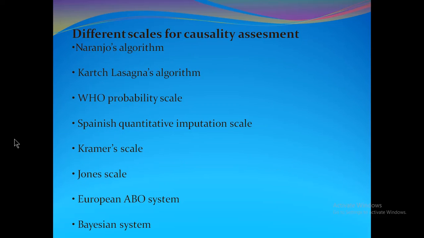Now coming to the next topic, different scales for causality assessment. These are Naranjo's algorithm, Kramer's algorithm, World Health Organization probability scale, Spanish quantitative imputation scale, Kramer's scale, Jones scale, European ABO system, and Bayesian system. Out of these, important are the World Health Organization probability scale and Naranjo's algorithm.